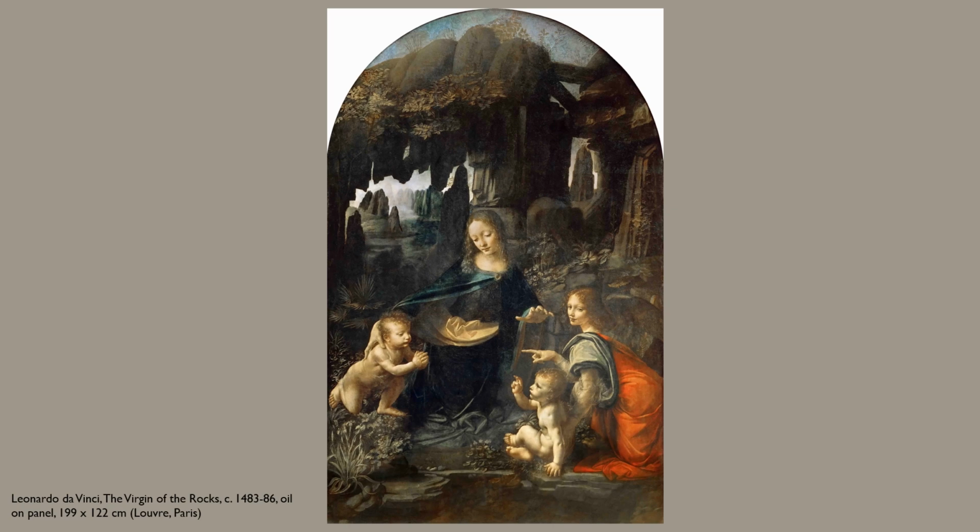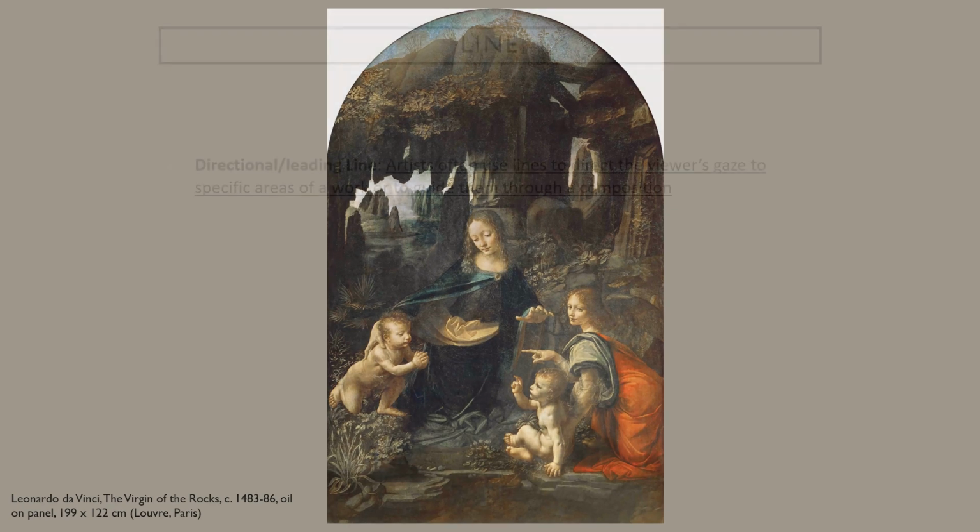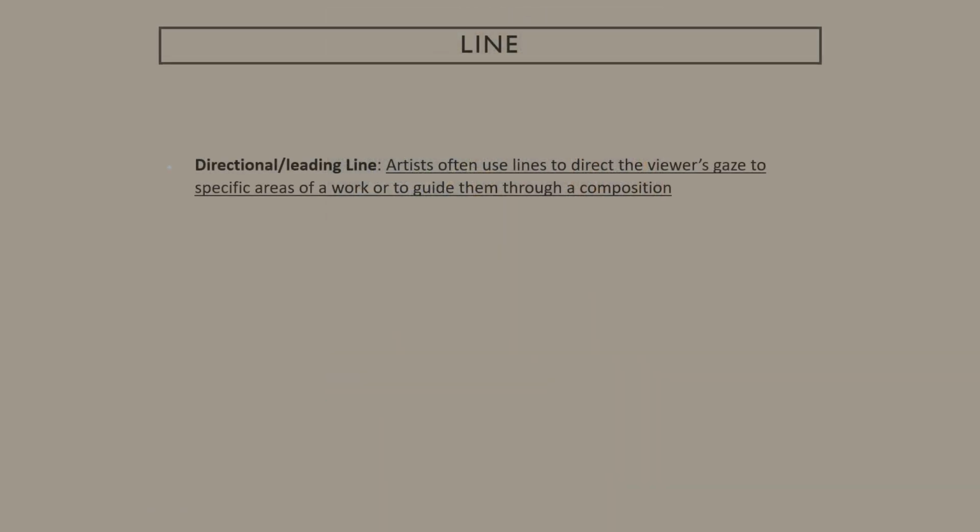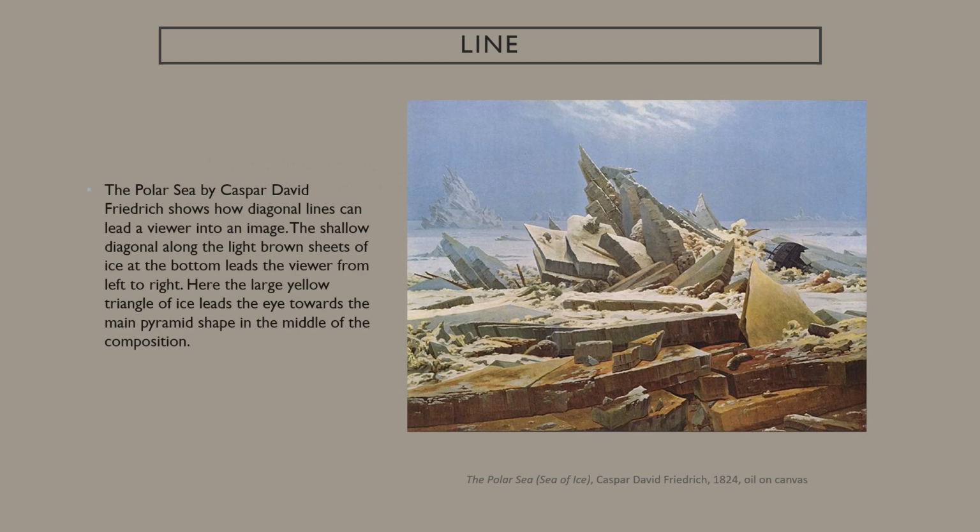The guy knew how to create a composition and how to communicate. Yeah. So now we have directional or leading lines. So artists will use lines to direct the viewer's gaze to specific areas of the work or to guide them through a composition. So we've already seen this with the implied line. This is one of my all-time favorite artists. We saw another work, The Monk by the Sea by Caspar David Friedrich.